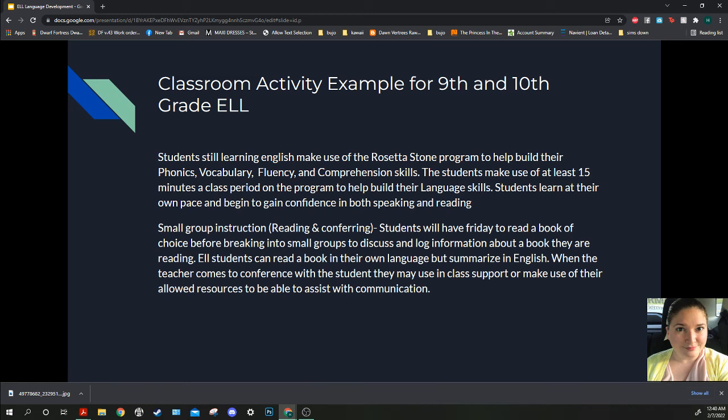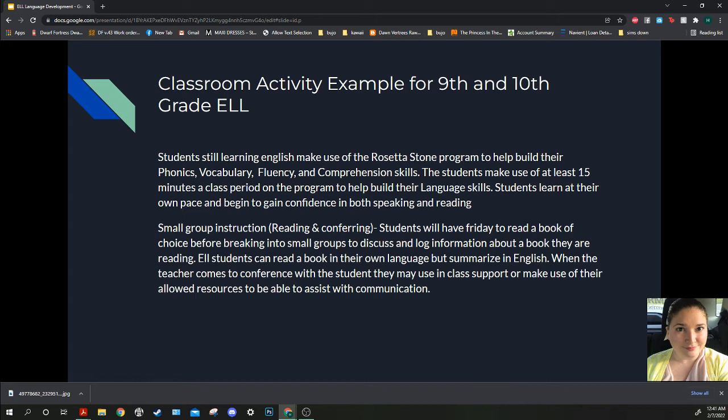Classroom activities examples for 9th and 10th grade ELL students. My focus is on the high school level because this is the level that is needed to pass the FSA. What can we do to assist these students? Students still learning English can make use of the Rosetta Stone program to help build their phonics, vocabulary, fluency, and comprehension skills. The students make use of at least 15 minutes a class period on the program to help build their language skills. Students learn at their own pace and begin to gain confidence in both speaking and reading.